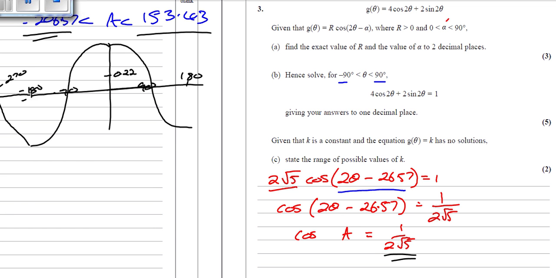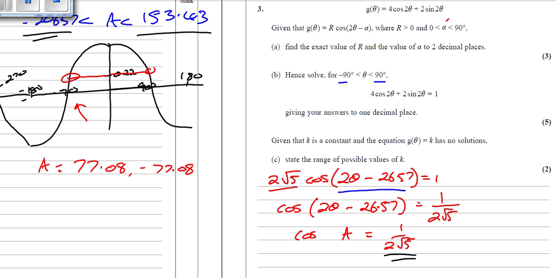0.22. So therefore we're going to have two solutions. We're going to have this one here, and we're going to have this one here. So therefore if we do the inverse cos, find out the first solution, that's 77.08. And also this one over here is going to be the minus version of that, so minus 77.08.